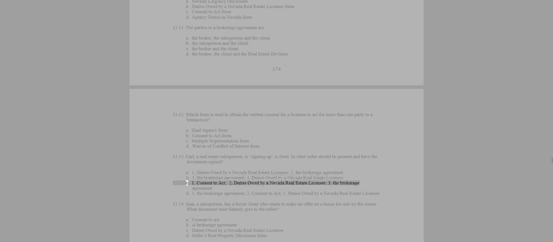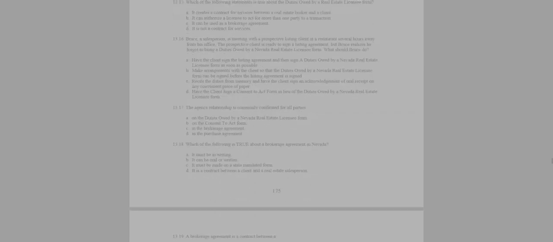C. 1. Consent to act. 2. Duties owed by a Nevada real estate licensee. 3. The brokerage agreement. D. 1. The brokerage agreement. 2. Consent to act. 3. Duties owed by a Nevada real estate licensee.